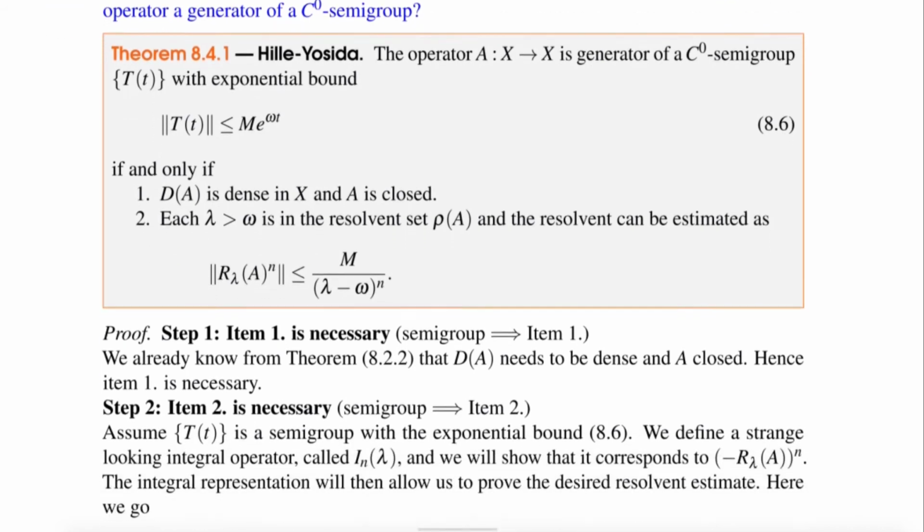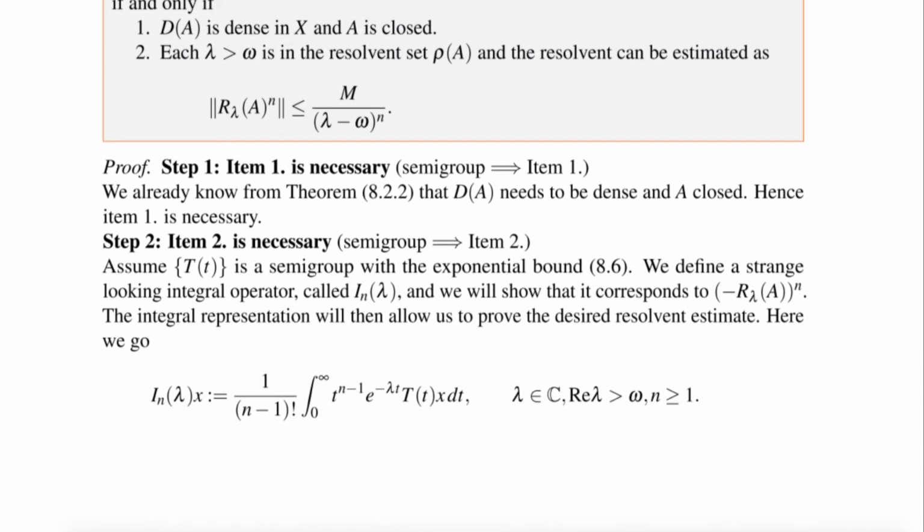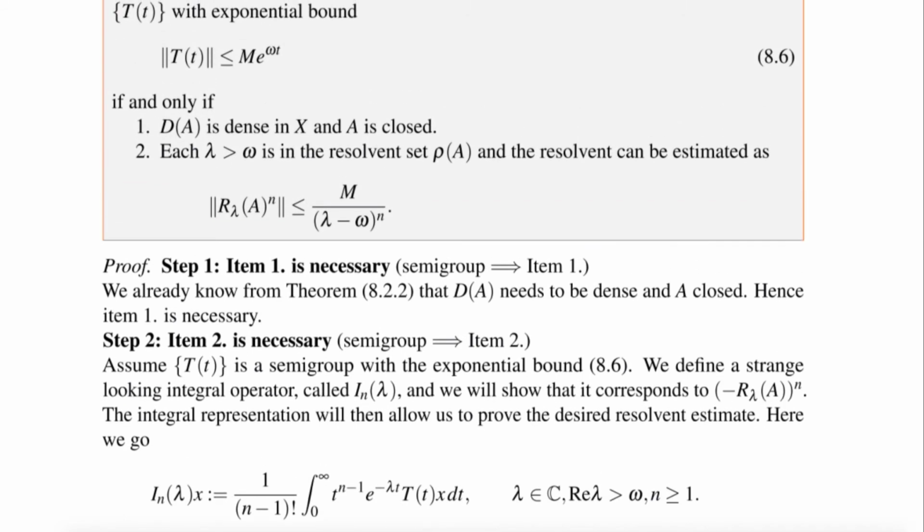Okay, so this proof is rather long and involved, so I broke it down into 4 steps, where we have to show equivalences, right? So we go from semigroup to items 1 and 2, and then we go from items 1 and 2 back to the semigroup. First of all, if we have a semigroup, we know already that D(A) is dense and that A is closed. So semigroup implies item 1 just quickly.